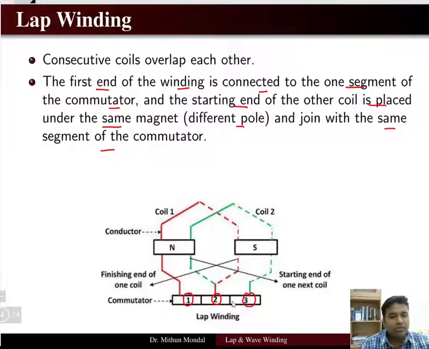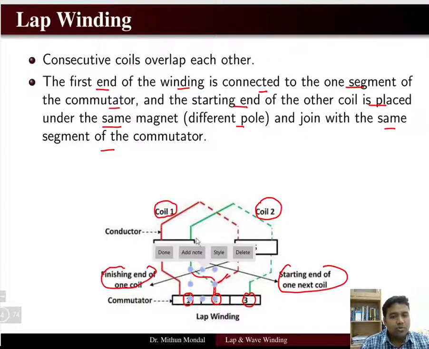For example, there are two colors shown, red and green, which are coil 1 and coil 2. So you can see that you have a conductor of coil 1, and the starting end of the next coil and the finishing end of one coil both come under one commutator. So you have two different coils coming under one commutator, so it is an overlap.